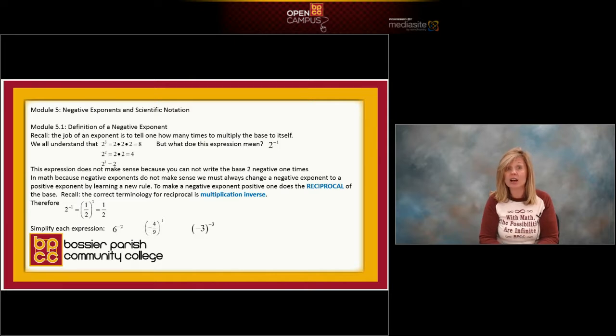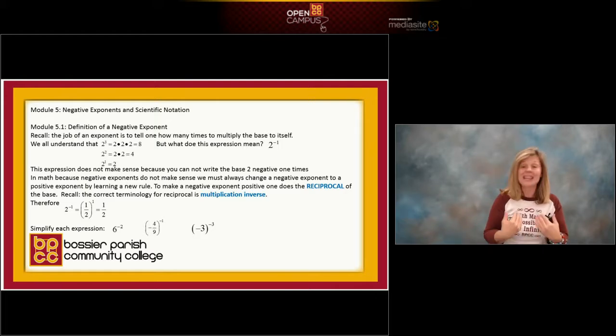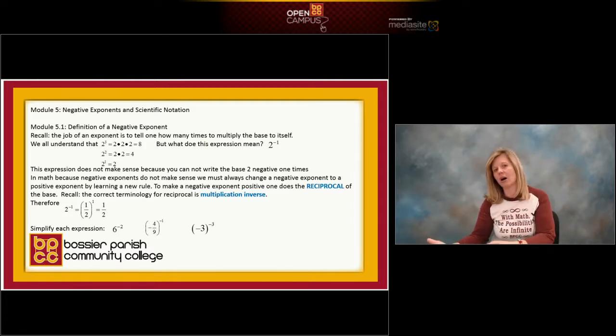So we've already discussed that an exponent of 0 doesn't make sense because you can't write a base 0 times. That's why an exponent of 0 has a straight rule. The answer is always 1. Now we've got to talk about if the exponent's negative. Well, again, if an exponent's negative, that will not make sense either. So if you look in your notes, I have the example, the expression 2 to the negative 1. That doesn't make sense. How can I take the base 2 and write it negative 1 times?